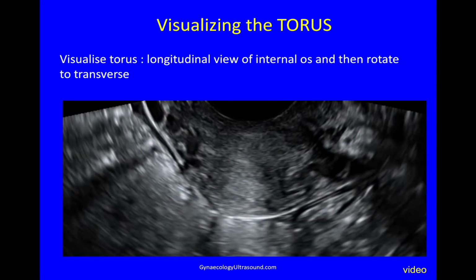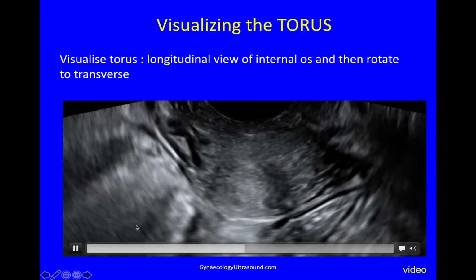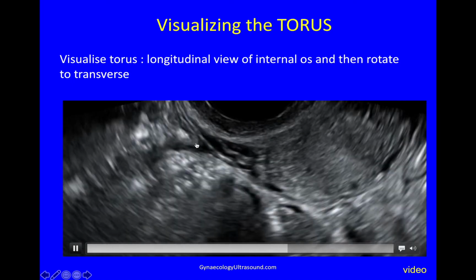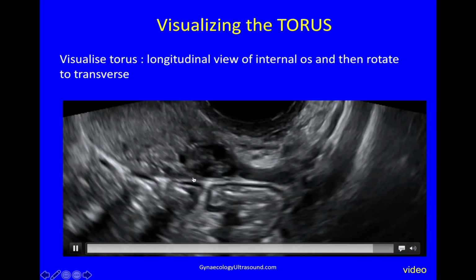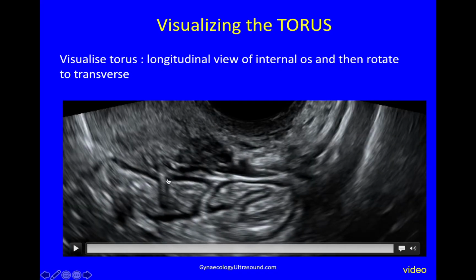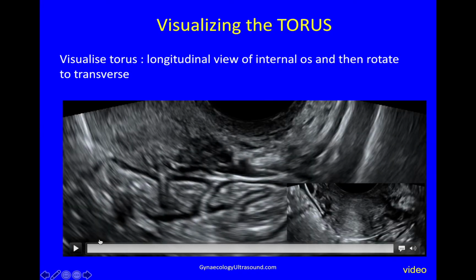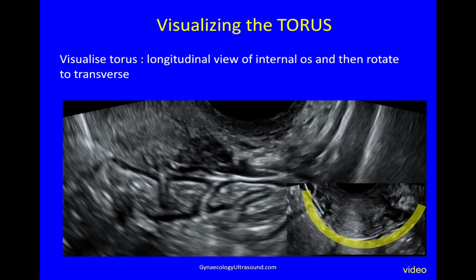I'm going to rotate round. This is now the torus. The torus is here at the back. This is one uterosacral ligament, and this is the other. They're very hard to see when they're normal because it's just a very fine white line like that. Those are the uterosacral ligaments seen through the anterior fornix.